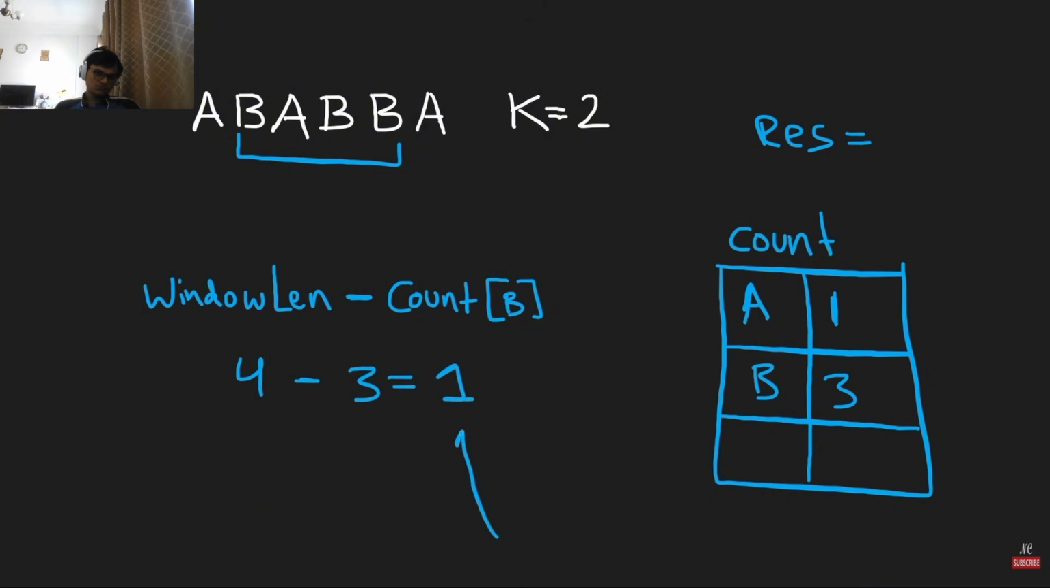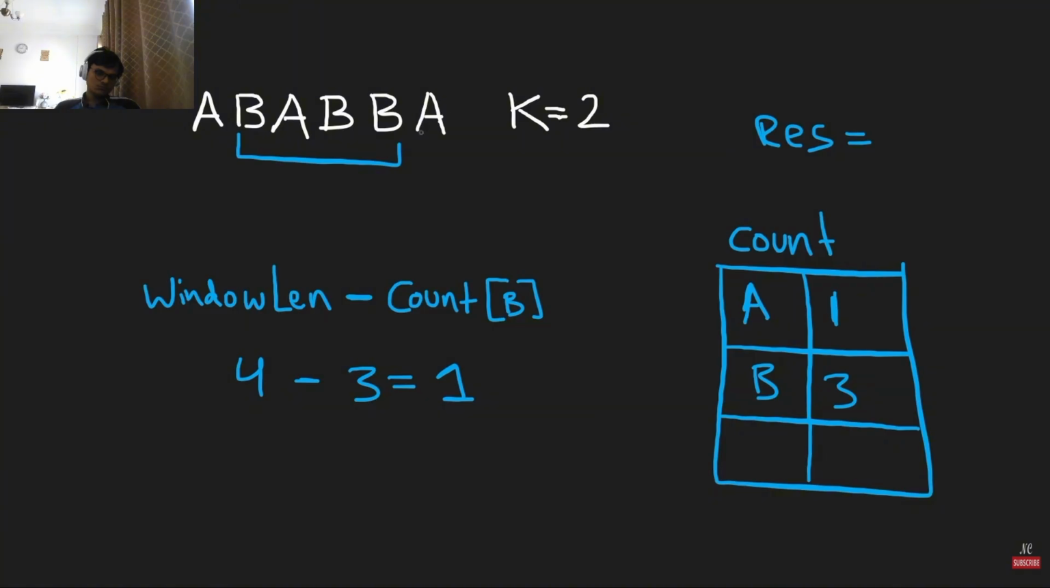Now, what does this value 1 tell us? It tells us the number of characters in our window right now, other than B, that we need to replace in order to make it match the most frequent character B. We have a B here. We want everything to match a B. In this case, we only have an A.